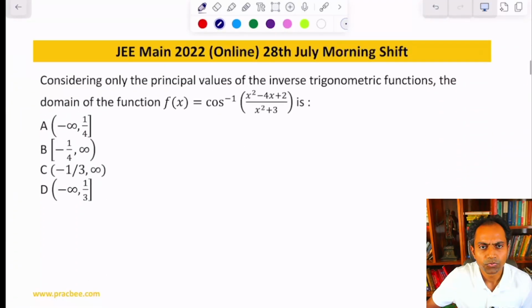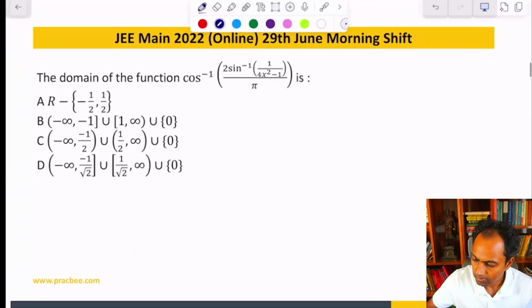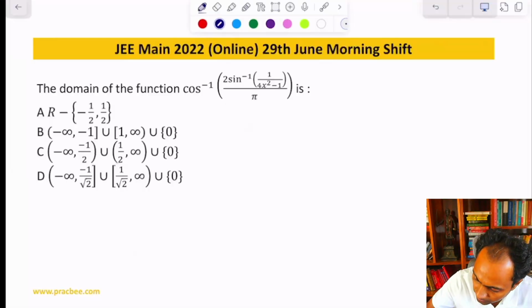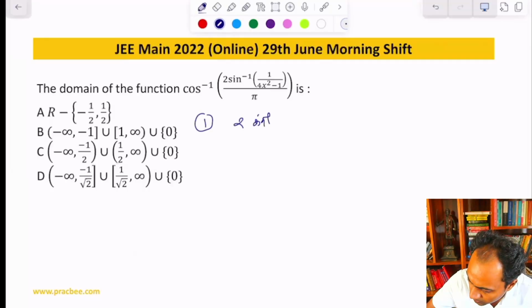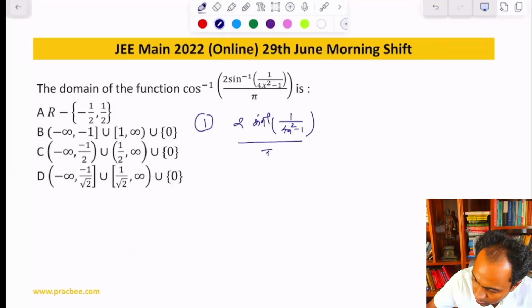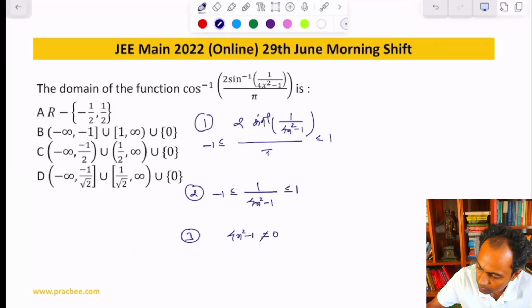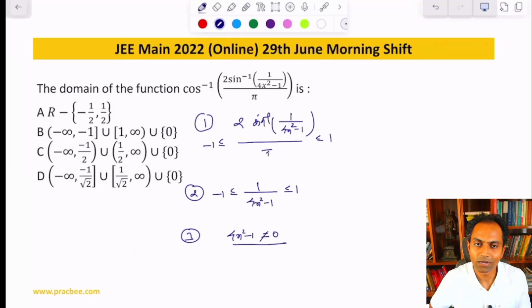A similar kind of question was again asked in 2022. Again, this is the same thing that we did earlier. You will have to take the intersection or apply the condition 2 times. I will just write the conditions for your sake. First, 2 sine inverse of (1 upon 4x square minus 1) by pi should lie between -1 and 1. This is one condition. Second, whatever is inside the sine inverse, that should also lie between -1 and 1. And one more, 4x square minus 1 cannot be equal to 0. If I take the intersection of these three conditions, I should ideally get my answer.